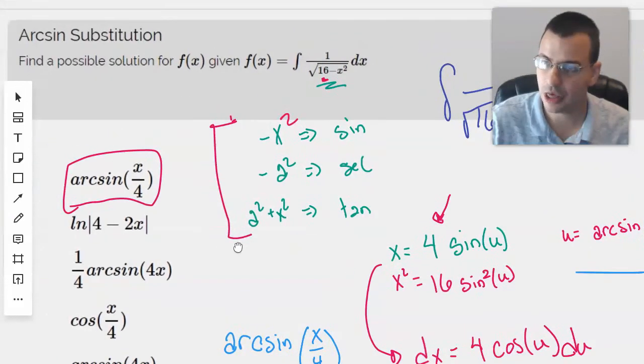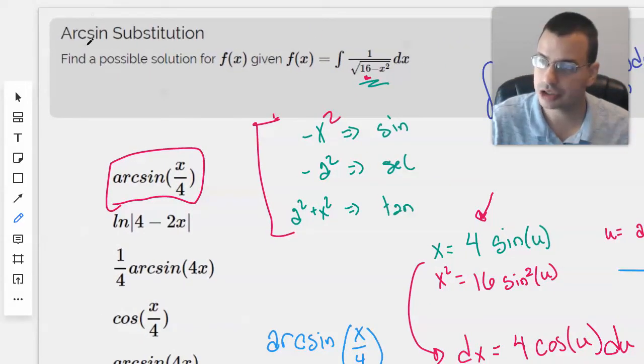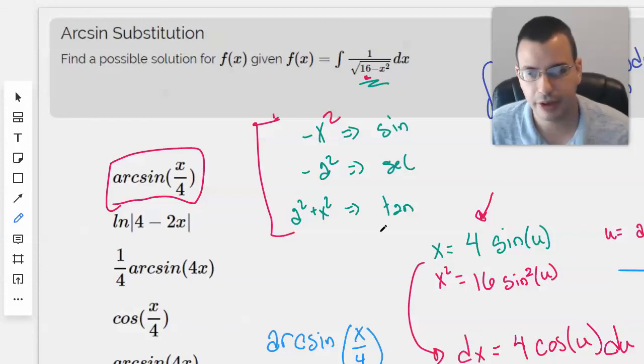So that's how you approach this problem. And, arcsine. Convenient title. That's how you approach this problem.